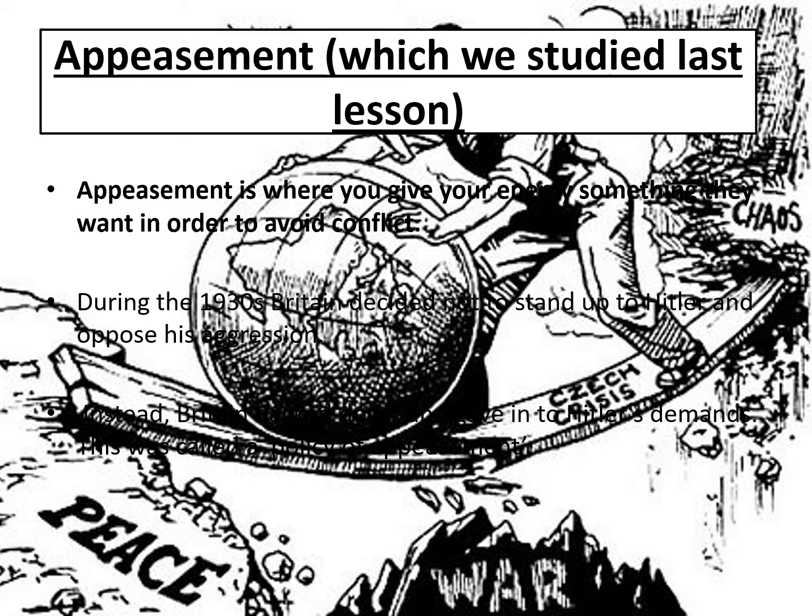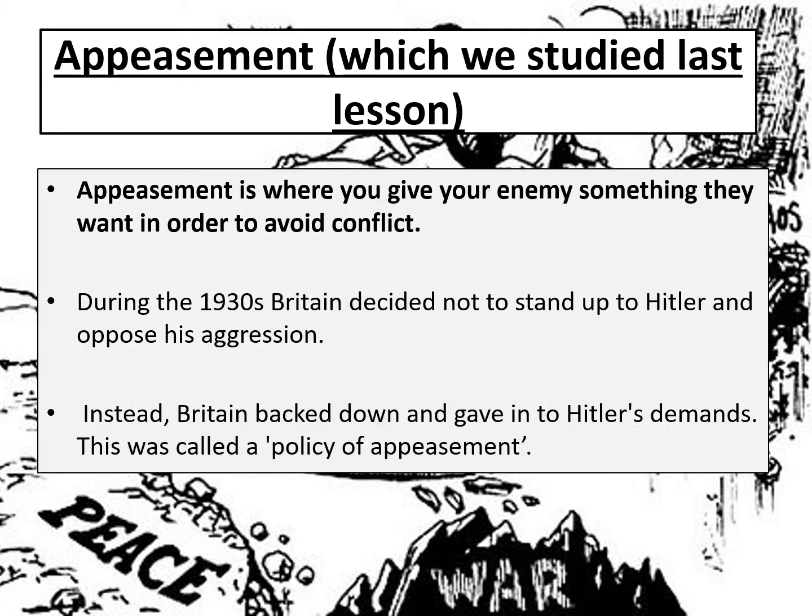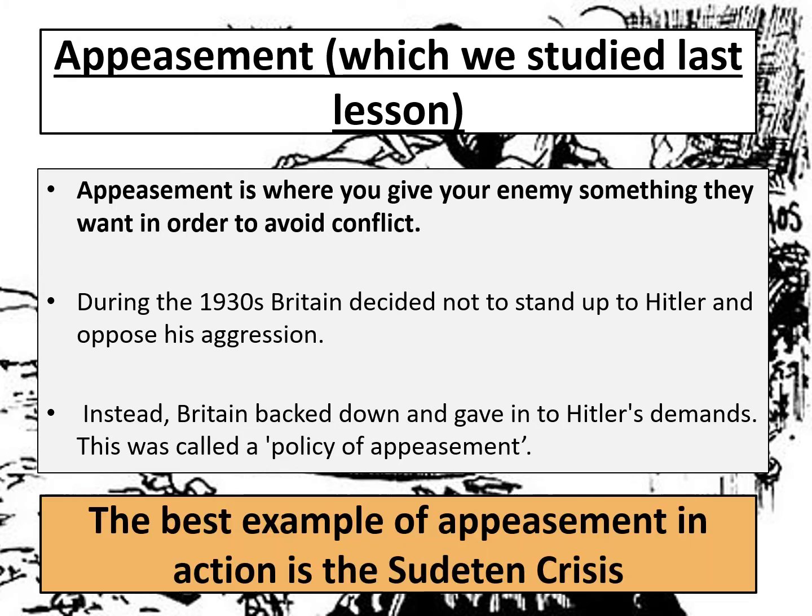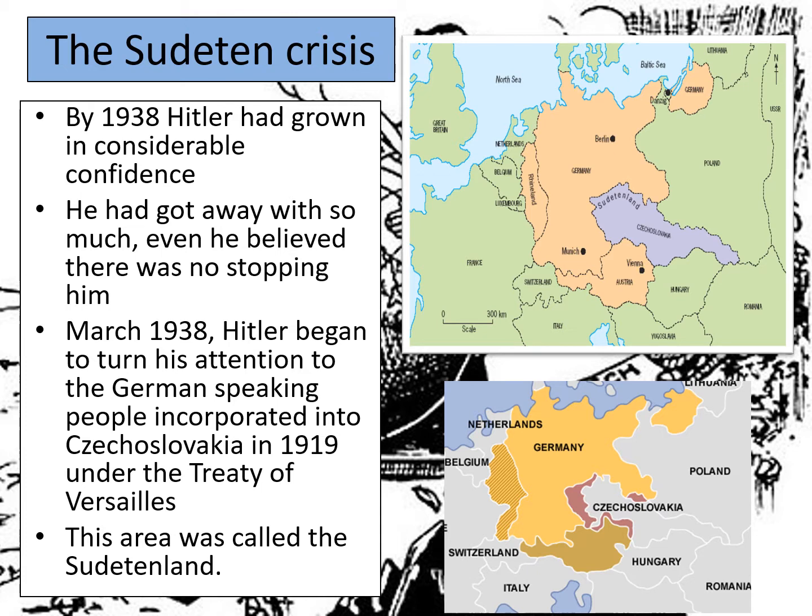As I just said, appeasement is what we looked at last lesson. This is where you give your enemy something that they want in order to avoid conflict. So during the 1930s, Britain had decided not to stand up to Hitler and oppose or go against his aggression. Every time, remember, he took something, we backed down and gave in to Hitler's demands. And that was called the policy of appeasement. Make sure that you've already got that definition in bold written down somewhere in your exercise book, please. The very best and most famous example of appeasement in action was in the Sudeten crisis in 1938.